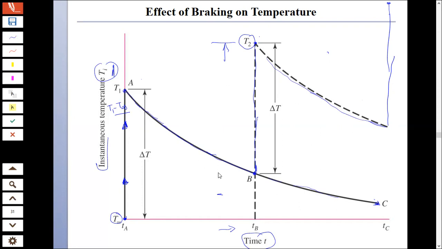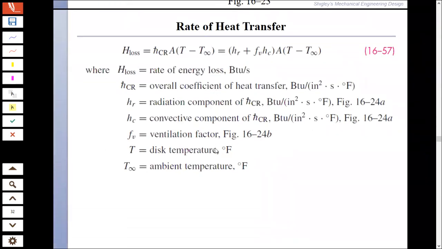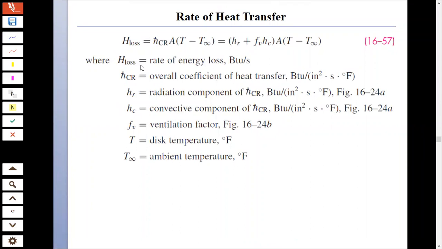So what we need to do is design a clutch or a brake from which heat transfer should take place. At least the amount of heat loss from the brake or the clutch should be equal to HCR. What is HCR? HCR is the overall heat transfer coefficient. We already discussed something like this in bearings, times area.